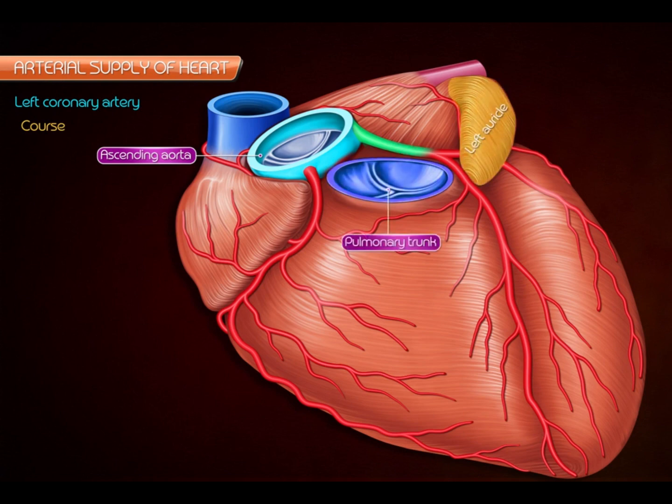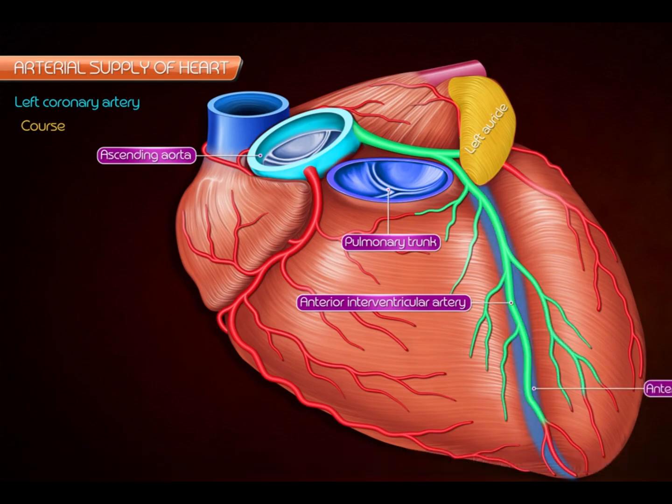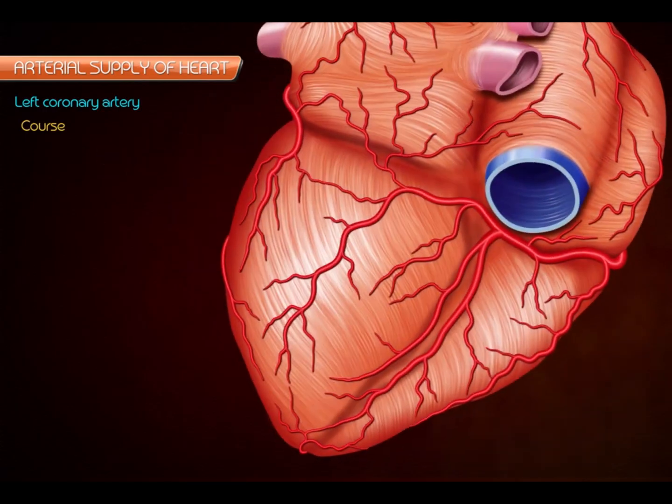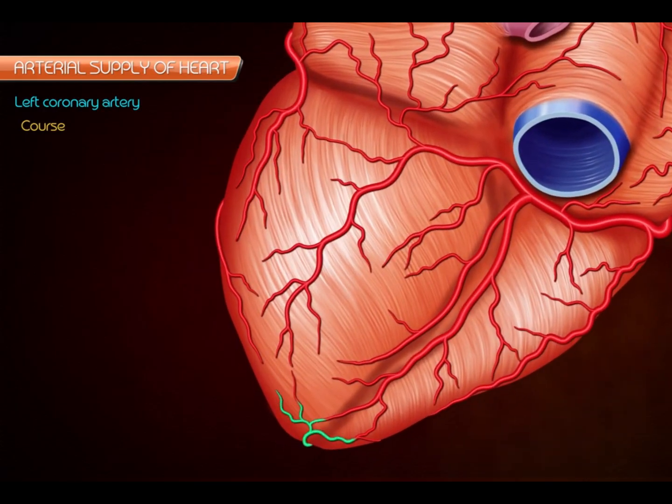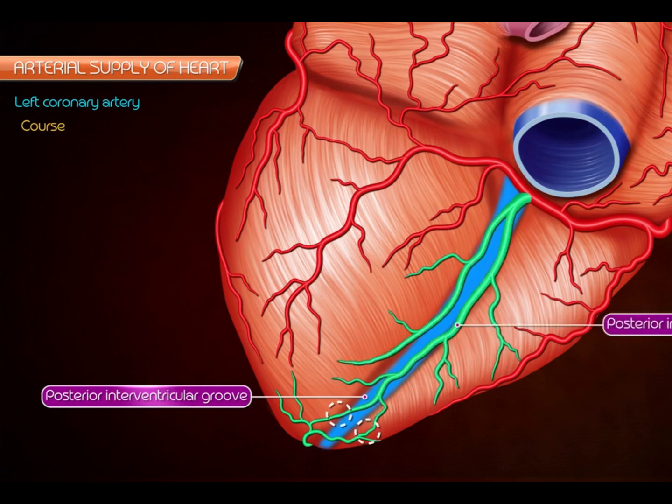and the left auricle. It then divides into an anterior interventricular artery, also known as the left anterior descending artery, and runs downwards in the anterior interventricular groove to the apex of the heart. It then passes posteriorly around the apex of the heart to enter the posterior interventricular groove to terminate by anastomosing with the posterior interventricular artery, a branch of the right coronary artery.